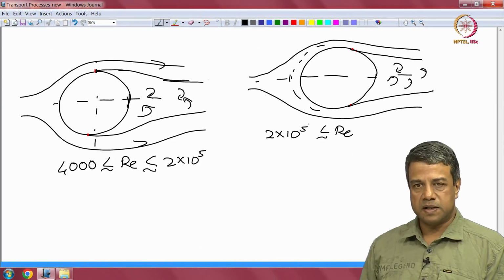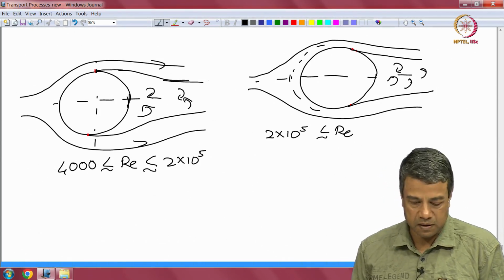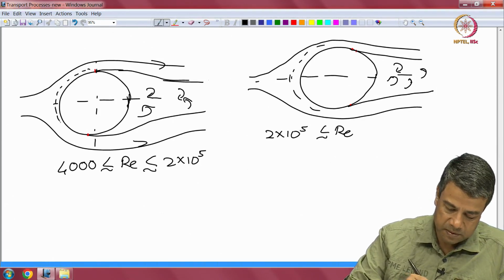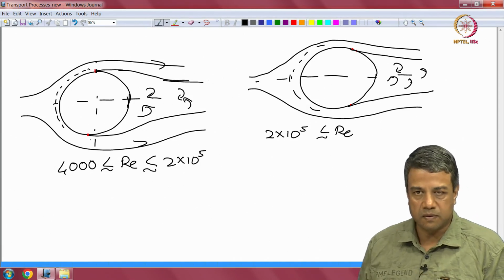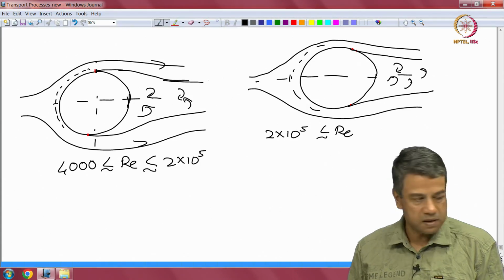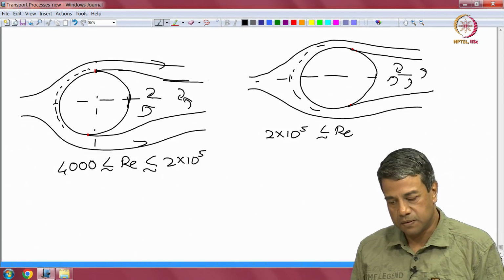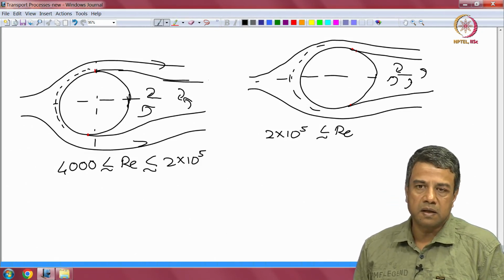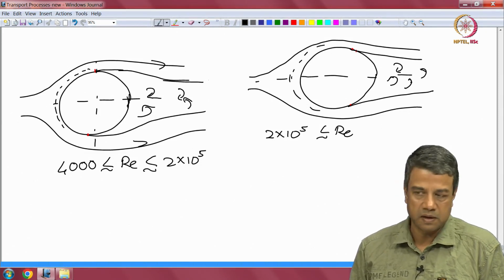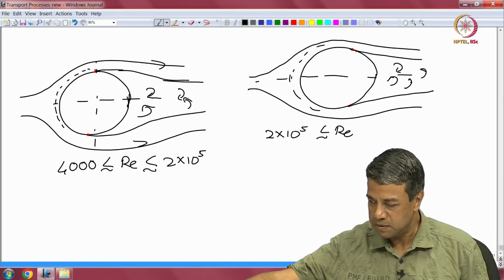When Reynolds number exceeds 2 into 10 power 5, you get turbulence both in the boundary layer and in the wake. When it is less than 2 into 10 power 5, the flow in the boundary layer on the upstream side is laminar. There is a boundary layer on the upstream side where viscous effects are important, and there is a wake on the downstream side. The flow in the boundary layer is laminar, whereas when you go to 2 into 10 power 5, the wake shifts to the downstream hemisphere, and the flow becomes turbulent in the boundary layer as well. So, these are the transitions that take place as you increase the Reynolds number.